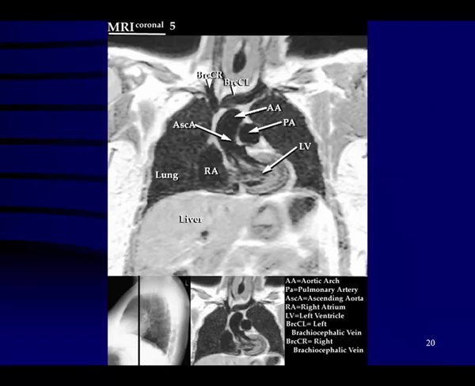Here's a picture. It's an MRI. It's a coronal or frontal view or slice through the body. It always amazes me in this picture how big the aorta is.